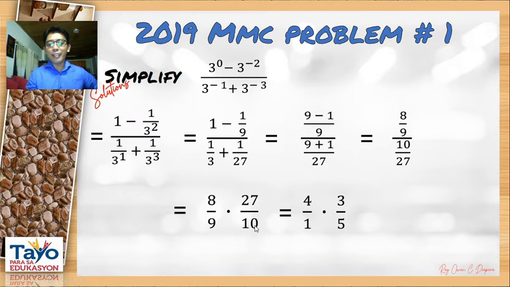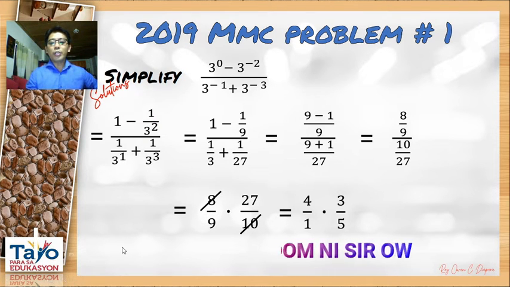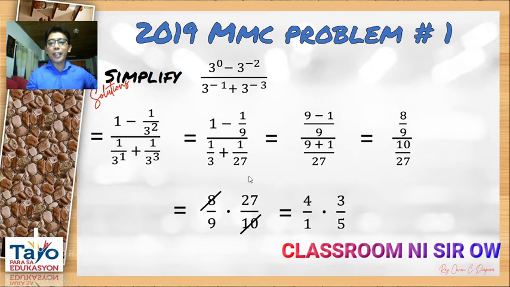8 at saka 10, that is divisible by, ano po? Divisible by 2. No? So, 8 po divided by 2 is 4. 10 divided by 2 is equal to 5. Next. Ang 9 at saka 27 po is divisible by 9. So, 9 divided by 9 is equal to 1.